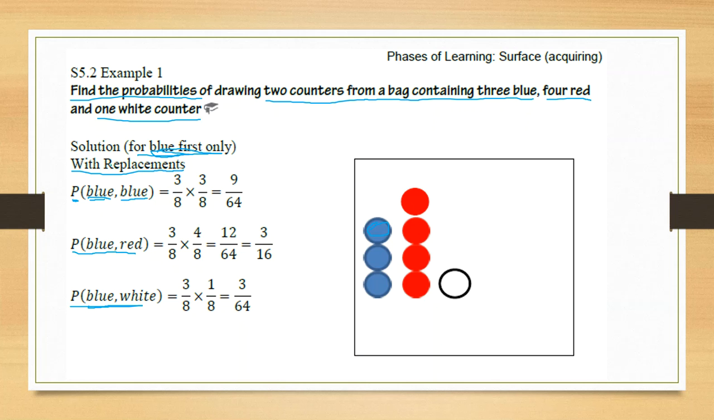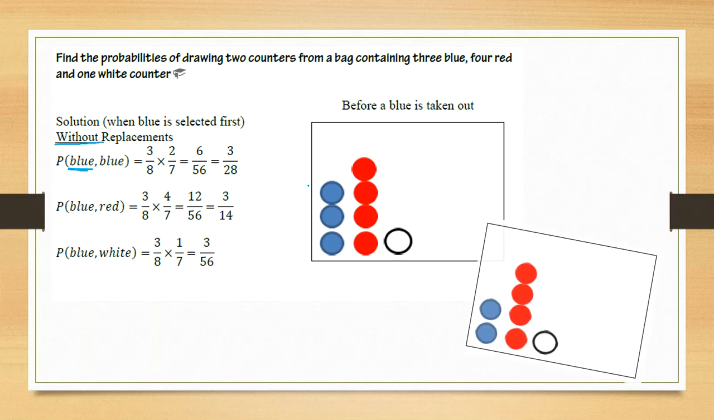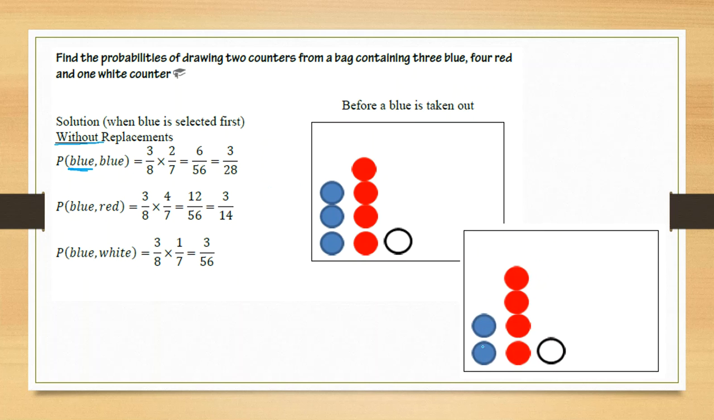I really want to emphasize the difference between with replacement and without replacement. So without replacement, if we select a blue ball first, but don't put it back in, we would only have 2 blues for the second time around. And notice that we don't have 8 anymore. We have 1, 2, 3, 4, 5, 6, 7. So the probability of getting blue and then blue is 3 on 8 times 2 on 7, which is 6 in 56, and we can simplify that to 3 in 28.